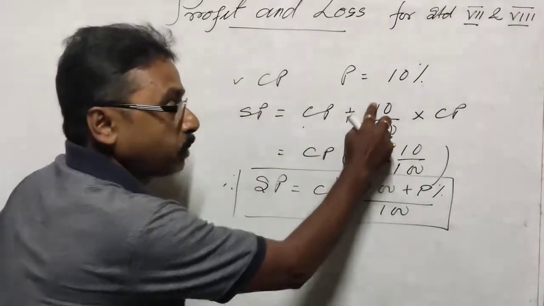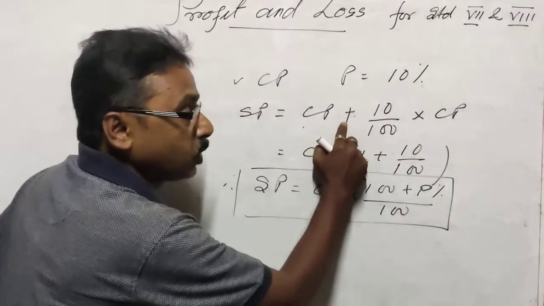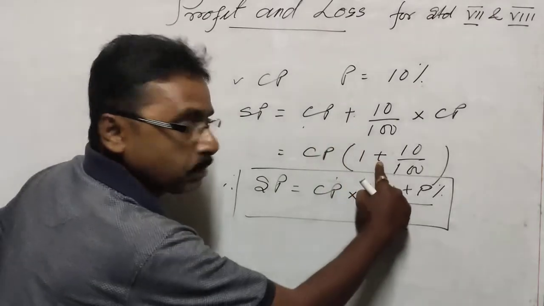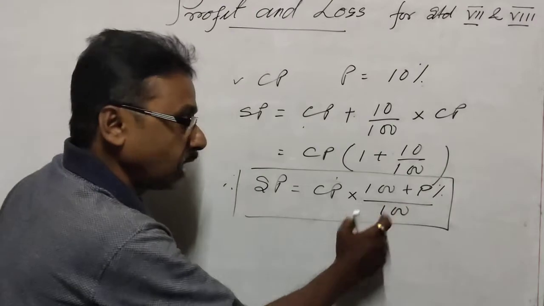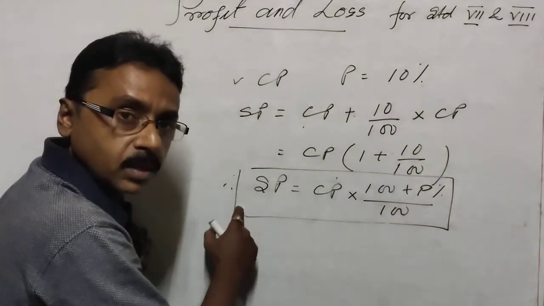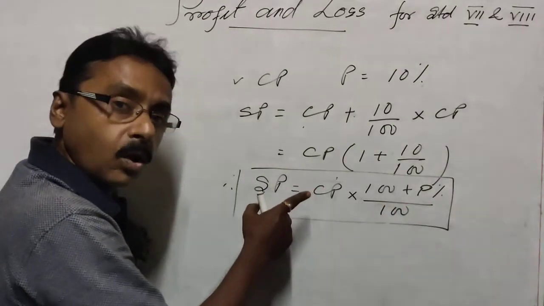Now how much loss? 10% of CP. So in that case this will be only minus. That means this is minus, that is (100 minus loss percent) by 100. That is the formula to find out SP if there is loss.